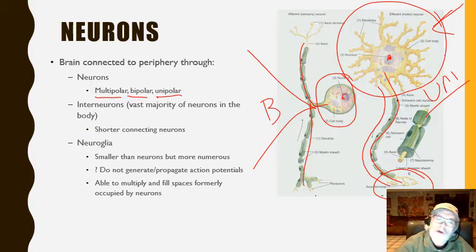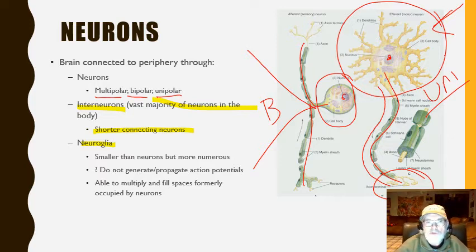We also have what are called interneurons, and these interneurons are actually a lot of the neurons in the body. They're sort of shorter connecting neurons. They connect one thing to another. So some of these neurons can be quite long, and some of them are just connecting neurons. And then we have these neuroglia, like I mentioned before.